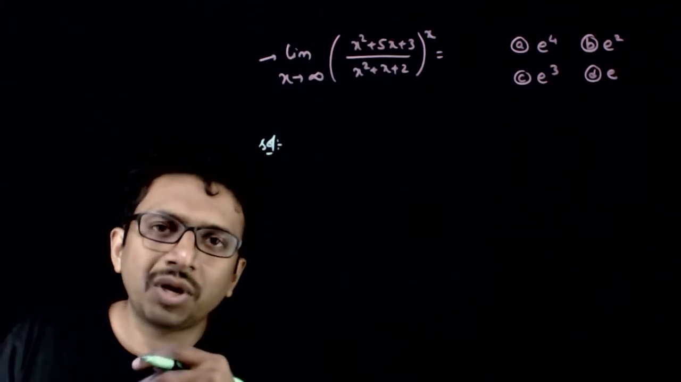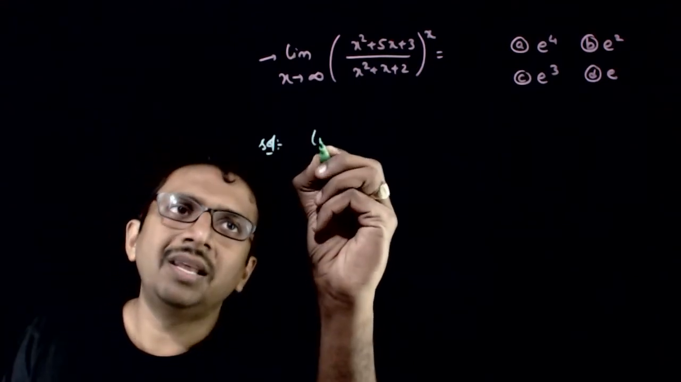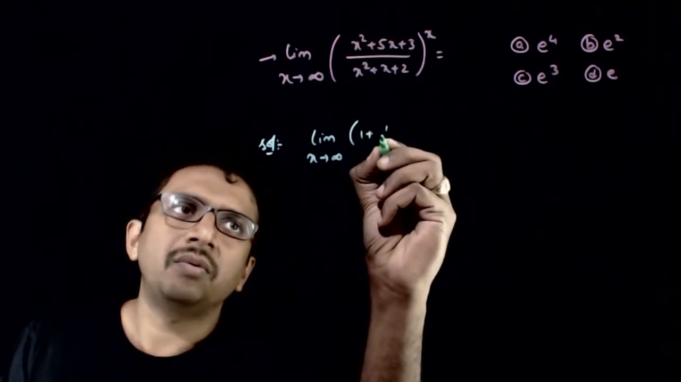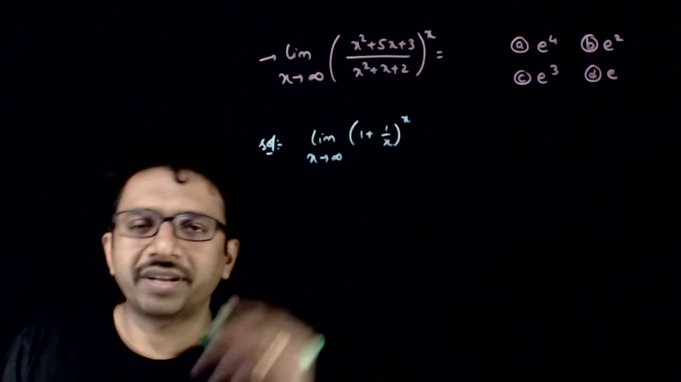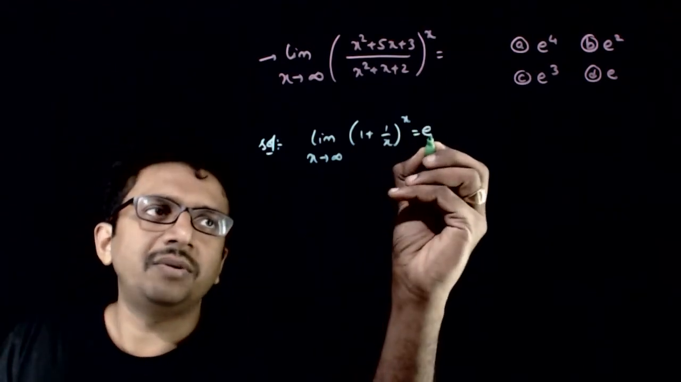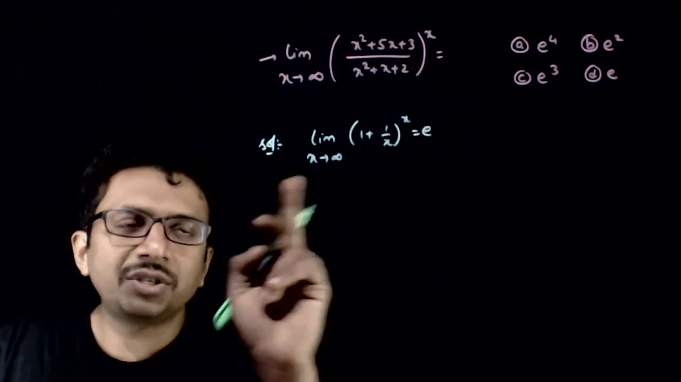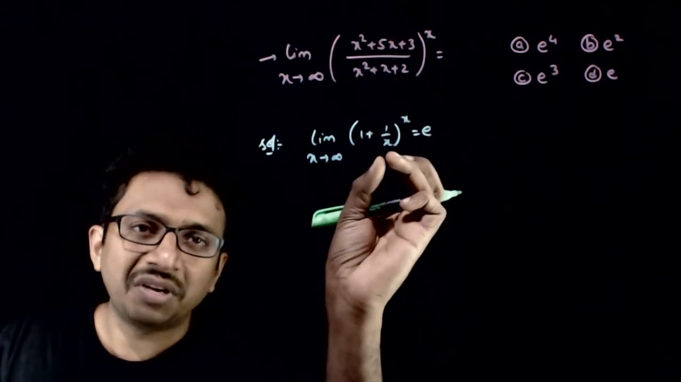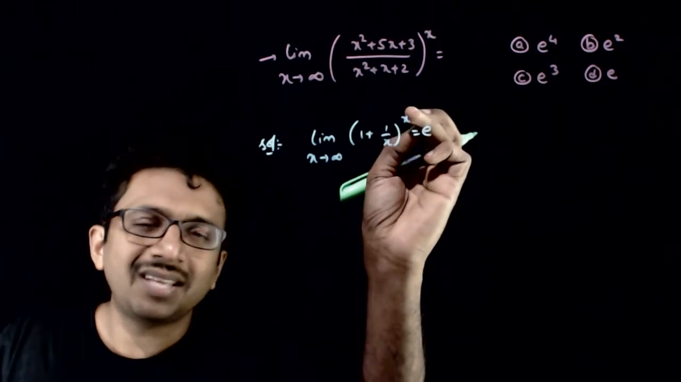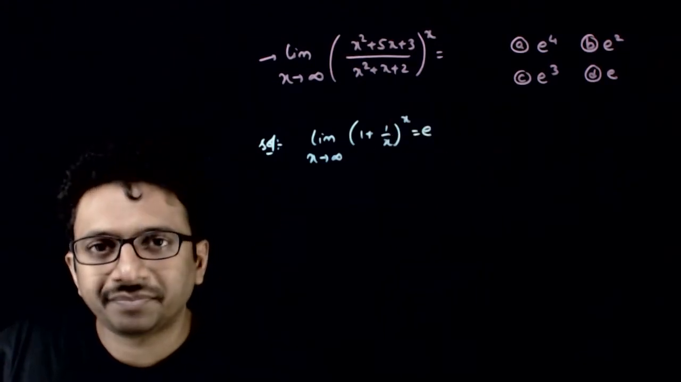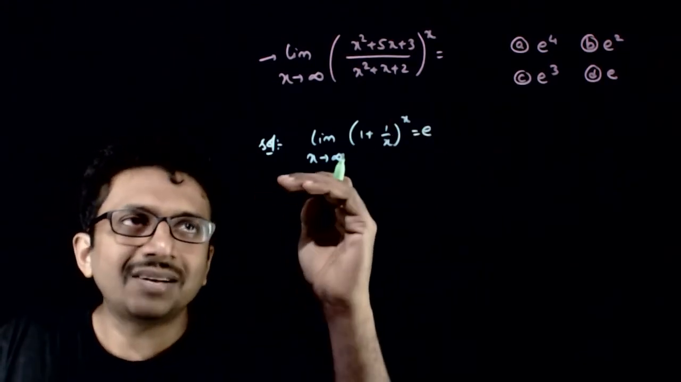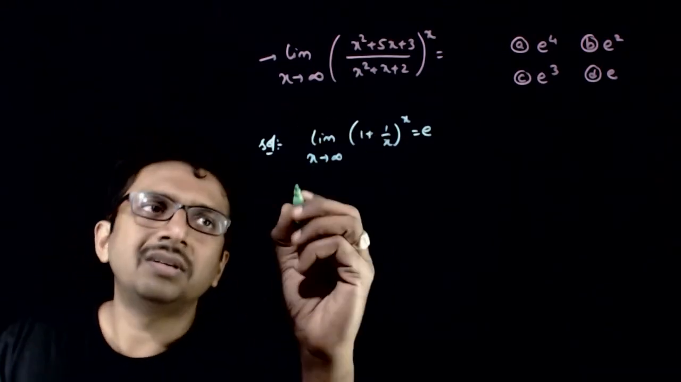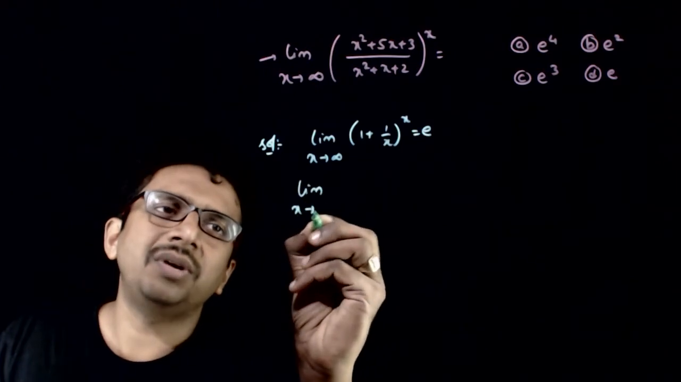In this question we are going to use the standard identity: limit x tends to infinity of 1 plus 1 by x whole power x is equal to e. If something tends to infinity, 1 plus 1 by something which tends to infinity, raised to exactly the same something, will be equal to e. So now what I try to do is convert this limit into this form. So limit x tends to infinity.